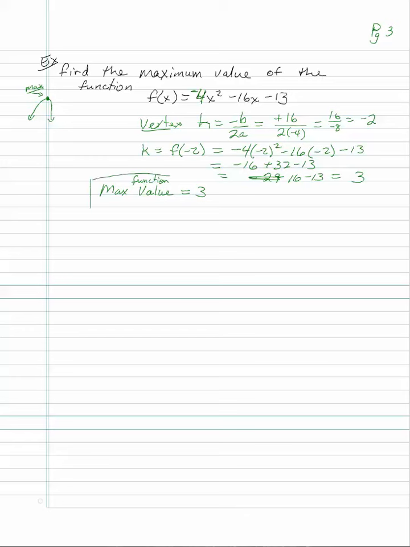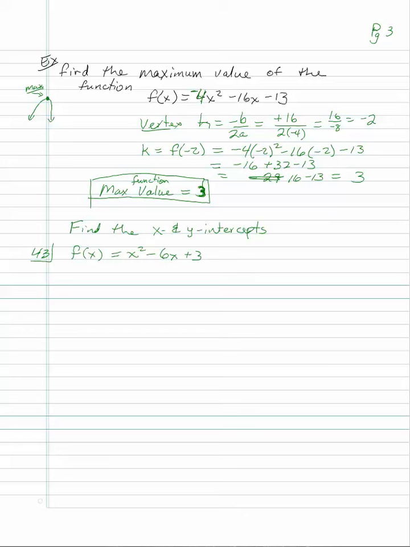Now, what gives you the maximum of 3? That's the x-coordinate, which would be negative 2. Okay, so the max value is 3. And if the leading term was positive, then it would give you a minimum value, because it would open up, and the vertex would be a minimum.